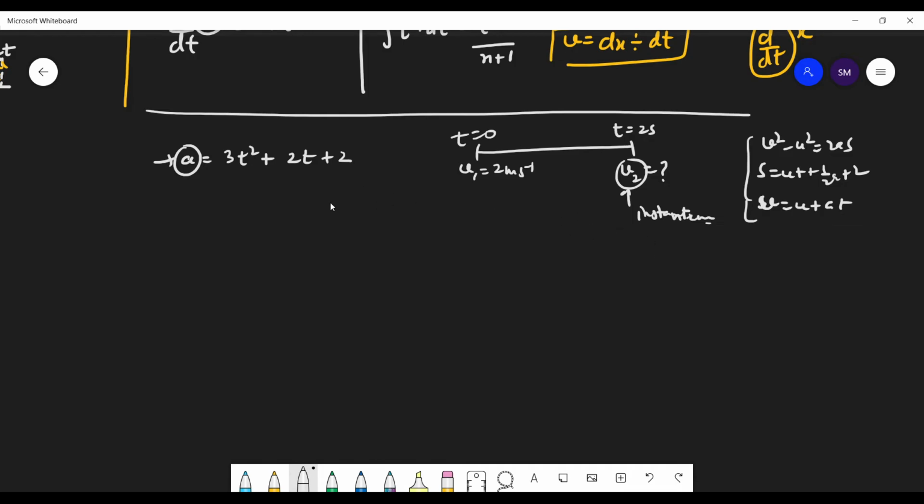So write the formula for the calculus. Write the formula for the very small time. So what is the formula between a and v? Tell me. What is the formula for a and v? So a is equal to the rate of change of velocity, dv by dt, right?